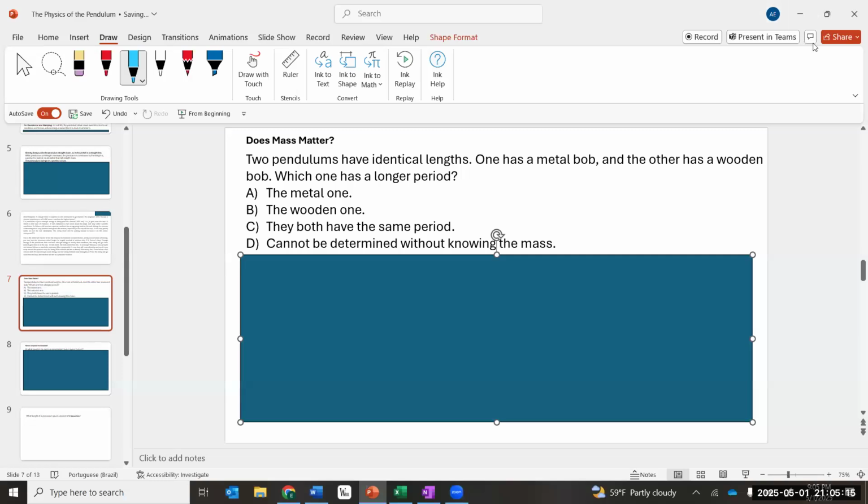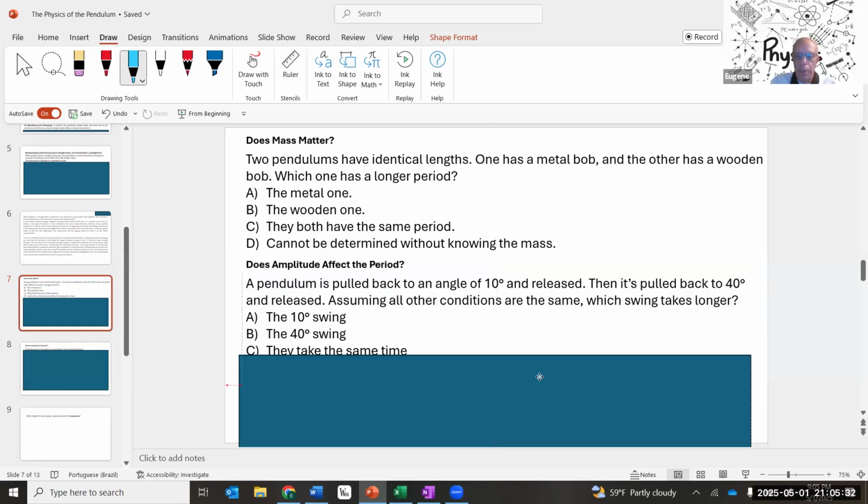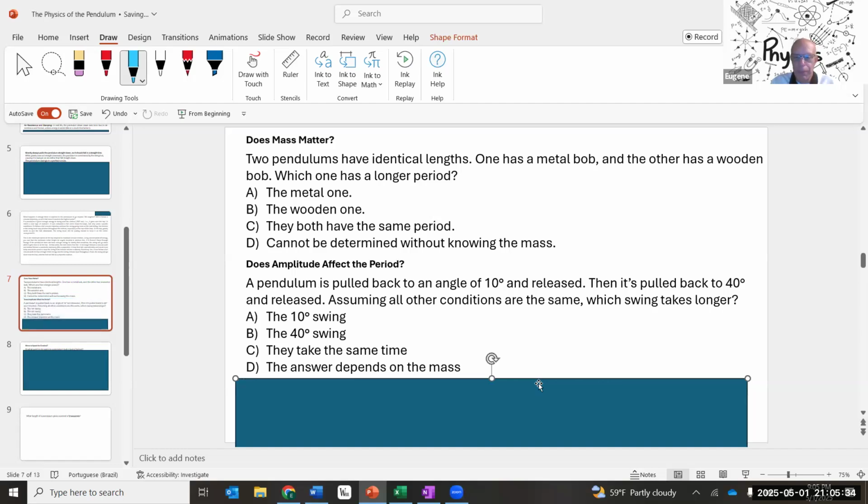So let's try to solve this problem now. Let's see if you guys can do that. They have the same period. We have the same period. Very good. What about this one? They have the same swing.